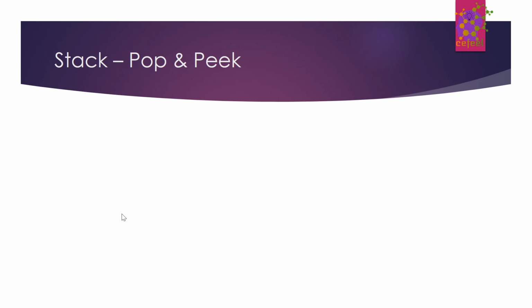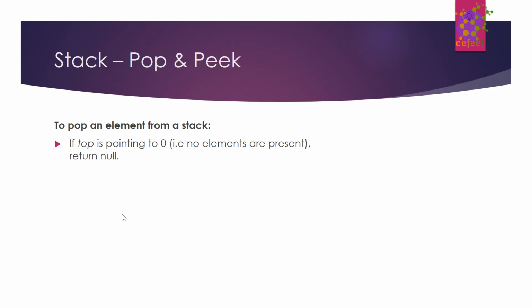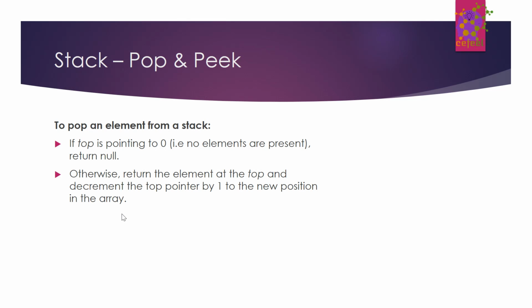Cool. Now let's go ahead and see the pop and the peek operations. Now the pop operation, what is needed in the pop operation is to remove an element from the stack. In fact, remove the topmost element. So the first check we need to do is if there are elements in the stack, otherwise there is nothing to remove. So what we do is we check if top is pointing to 0, which means there are no elements. In that case, we just return null. We don't have an element to return, or we will return something like an underflow error.